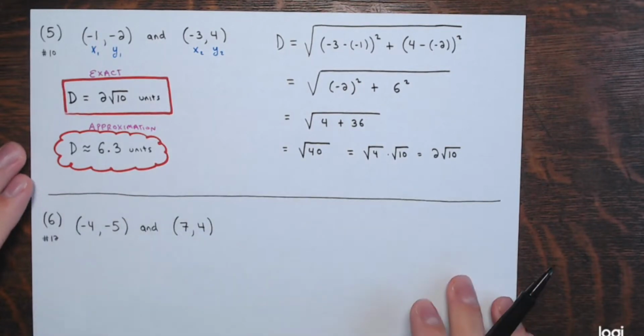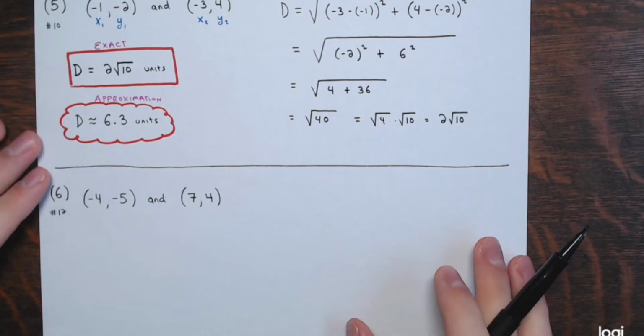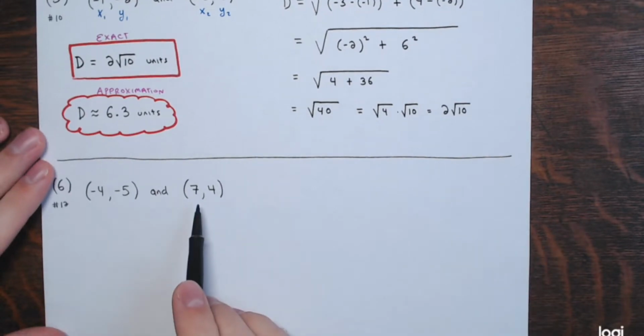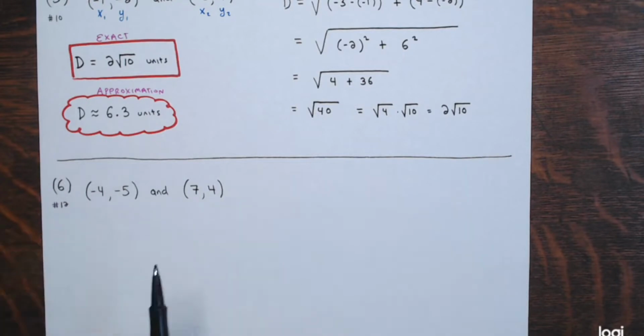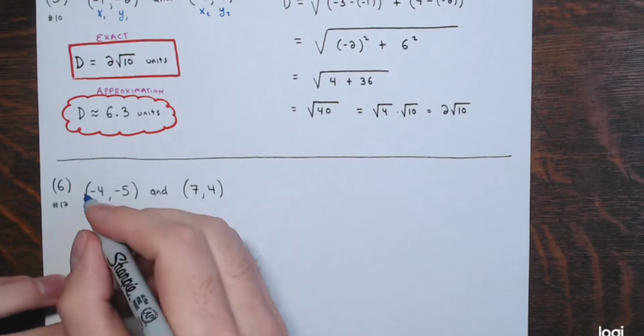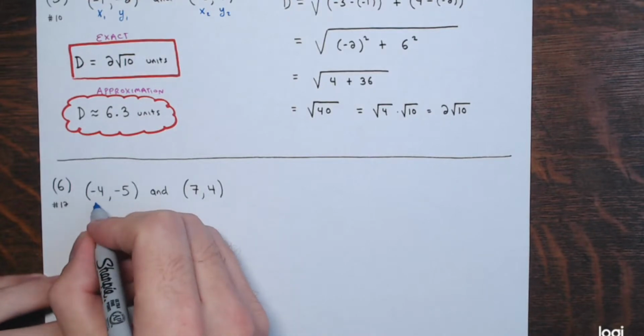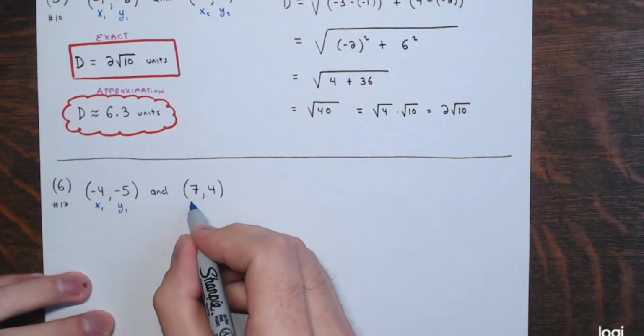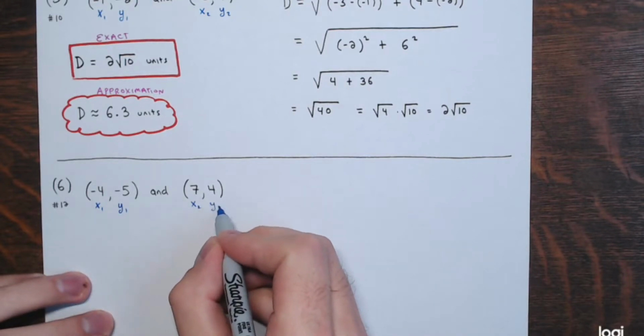All right, and this is the last question. Notice I'm doing the same thing every time. We're given 2 points on the plane. Again, you can draw a picture, make a little right triangle if you wish, then use the Pythagorean theorem, or I'm hoping that you just have the distance formula memorized. It's not a tough one. So -4, -5, that's x1, y1. 7, 4, that's x2, y2.